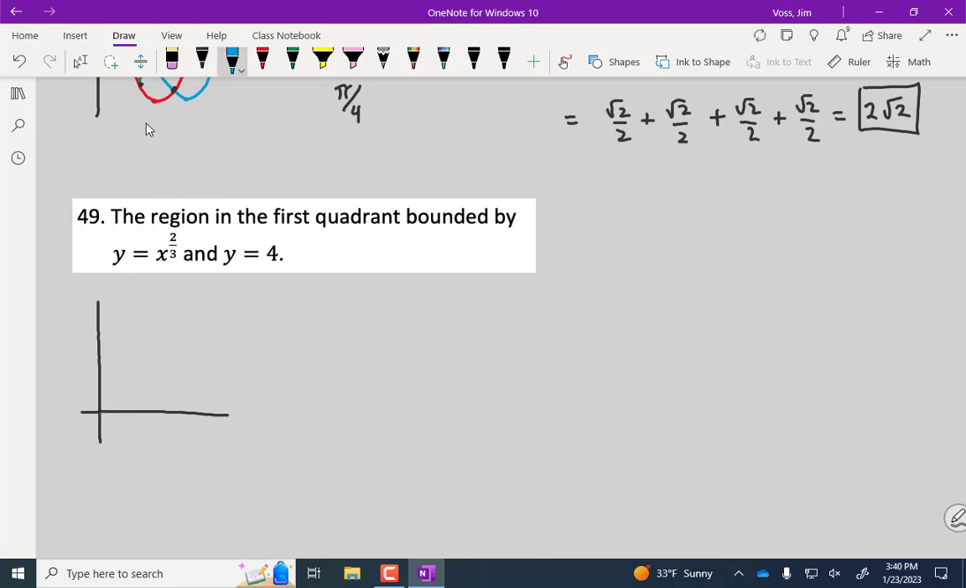Y equals 4. We know that's just a horizontal line. Divide that up by 2. So x squared is equal to 1, something like that. So x is plus or minus 1. Y equals x to the 2/3. Y equals minus x to the 2/3. So you could go 0 to 1 and double it.